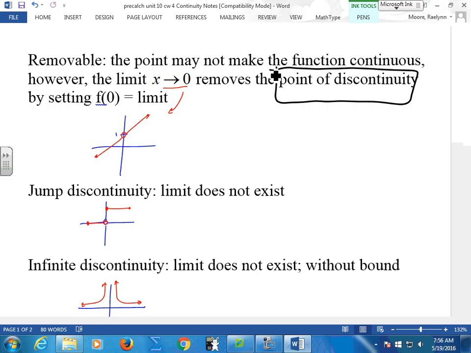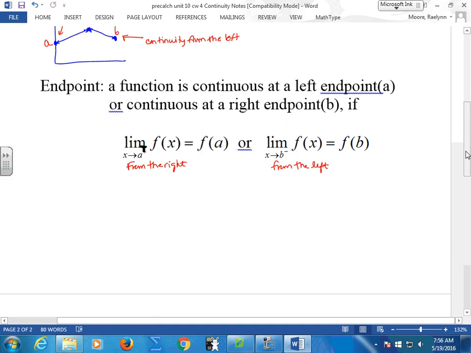There's your jump, and this one we talked about earlier. There's your limit does not exist because it keeps on going up and up and up. That asymptote sits right in the middle of it.